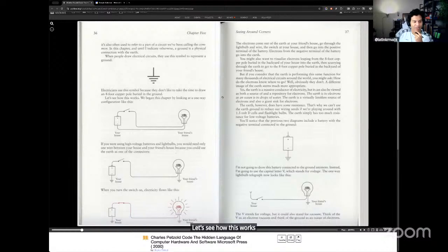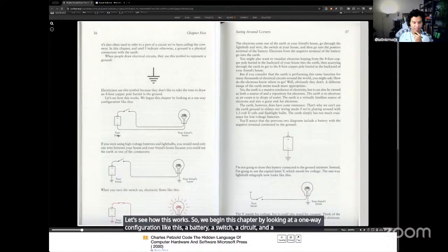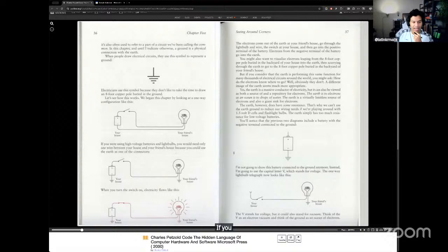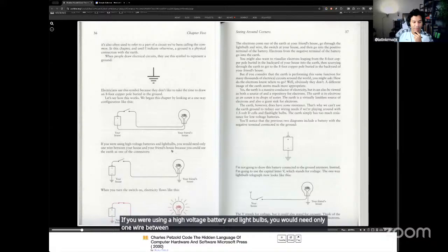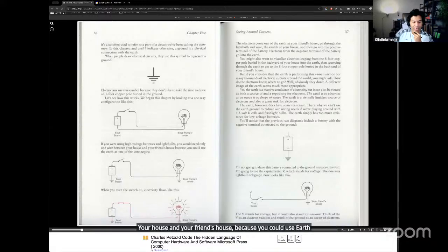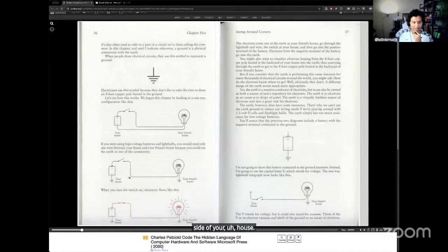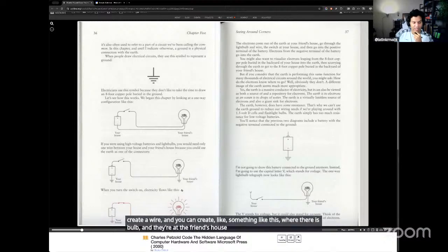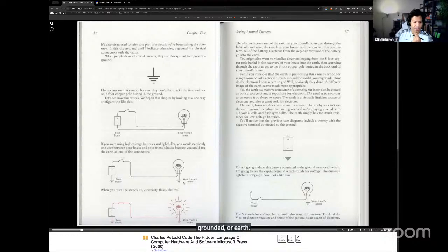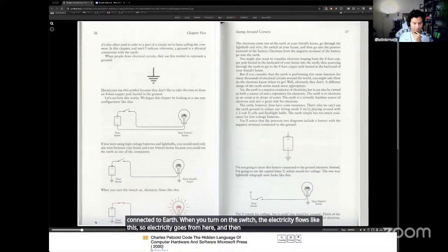Let's see how this works. We begin this chapter by looking at a one-way configuration like this: a battery, a switch, a circuit, and a bulb, your house and your friend's house. If you were using a high voltage battery and light bulbs, you would need only one wire between your house and your friend's house because you could use earth as one of those connectors. So look at this. Instead of completing the circuit, you can connect your battery to the earth side of your house, create a wire, and have the bulb at the friend's house, where the other terminal is also grounded, connected to earth. When you turn on the switch, the electricity flows like this. So electricity goes from here and then it just goes back.